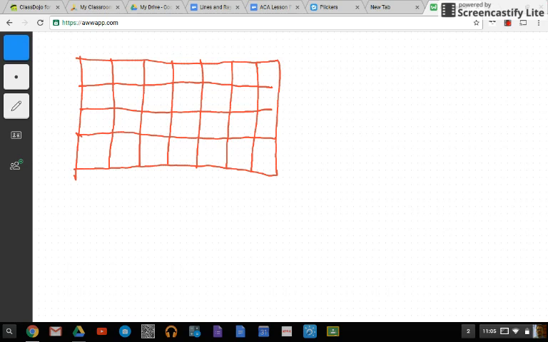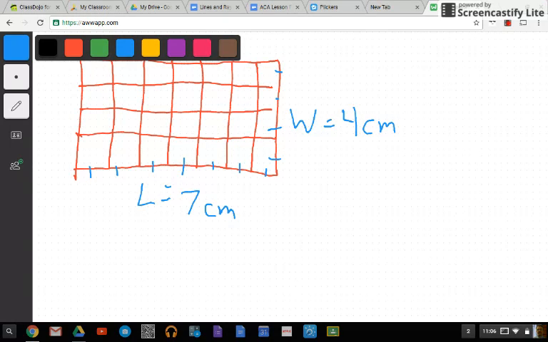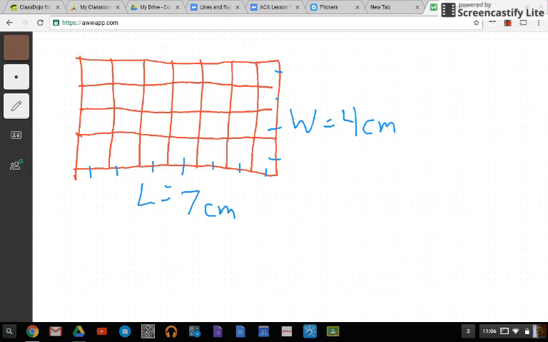Now, in order to calculate perimeter, I know I've got to have a length and I've got to have a width. So on this one, a perimeter is a line that goes around the figure. So I'm going to count the lines. So this is 7, and we'll call these centimeters. Close enough. And I'm counting the lines on this side. There are 4.